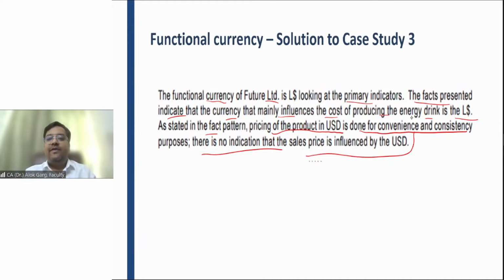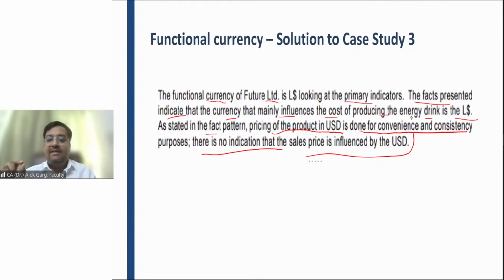Ram is saying majority of factors determine local currency, hence functional currency of Future Limited is L dollar. Namrata is saying it's confusing. So Namrata, there is no confusion, I'll tell you. First of all, you have to do the analysis, right?